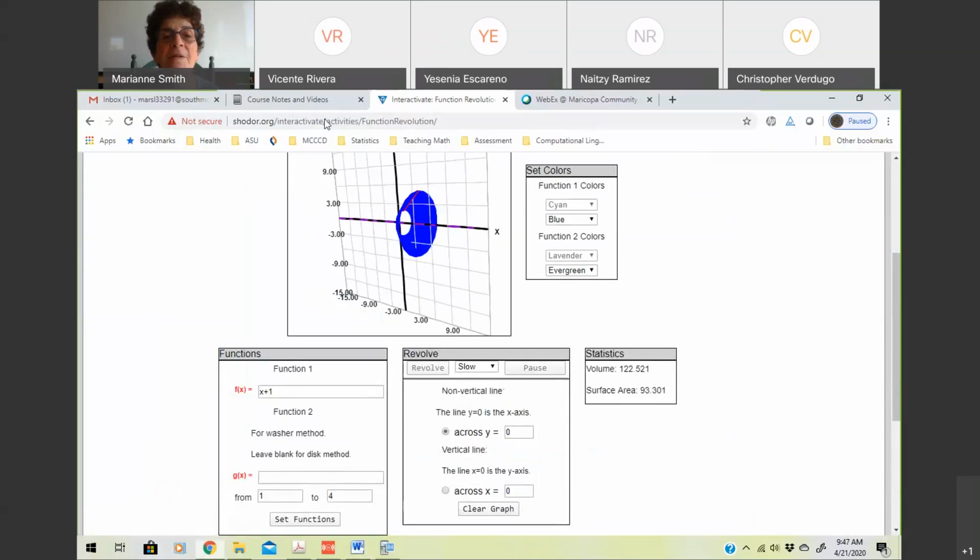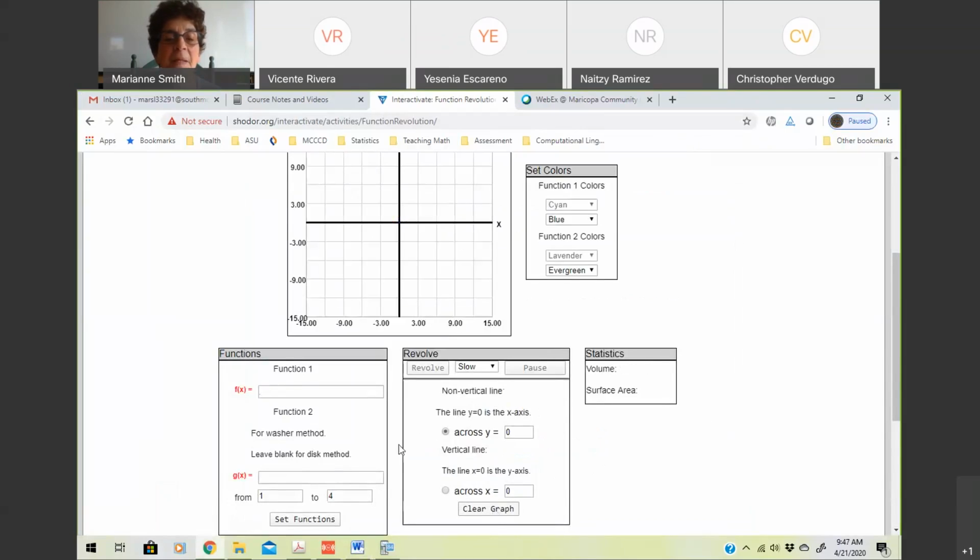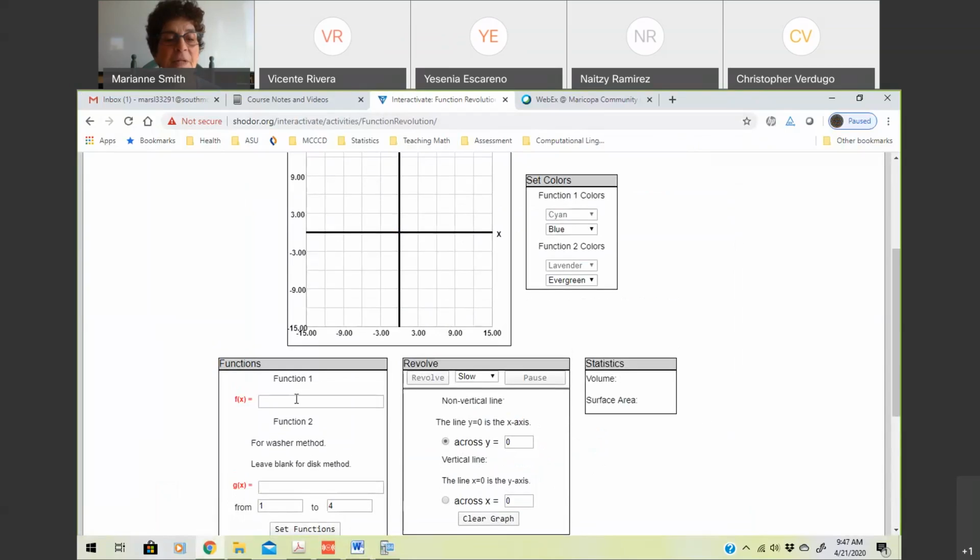What I'm going to do is clear this function. Let's see, clear graph. Then put in this function that I had, which was x squared plus 1. And my bounds were from -1 to +1. And then I'm going to say set function. You can see here's the graph of that function, between -1 and +1. I still want to revolve across y equals 0, and I'm going to do it slowly so you can see it.